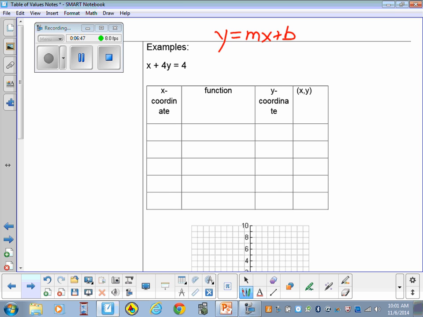So what do I move first? Do I move the x or do I move the 4y? The x. I need the x on the other side. So now I have 4y equals negative x plus 4. I'm going to stick that x term right after the equal sign, so that I'm following the format. Now I need to divide everything by 4. So y equals negative 1/4 x plus 1.